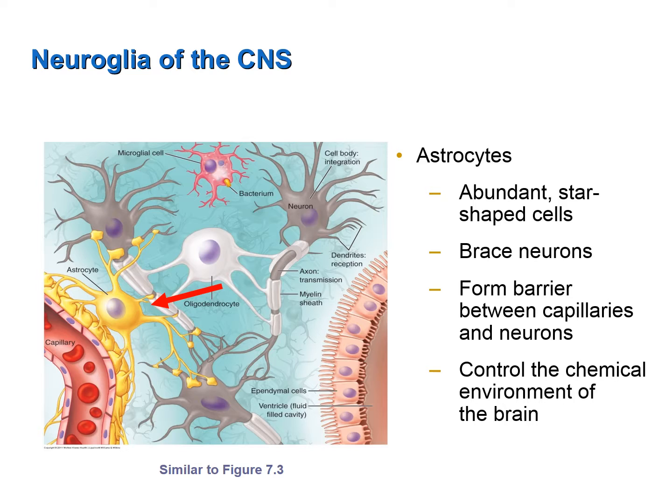Astrocytes also form a barrier between the capillaries and the neurons, which is called the blood-brain barrier, which we'll talk about later on. Astrocytes also have the ability to control the composition of the extracellular fluid around the neurons because they have the ability to absorb and degrade neurotransmitters as well as to absorb excess ions that would otherwise interfere with the normal activity of neurons.